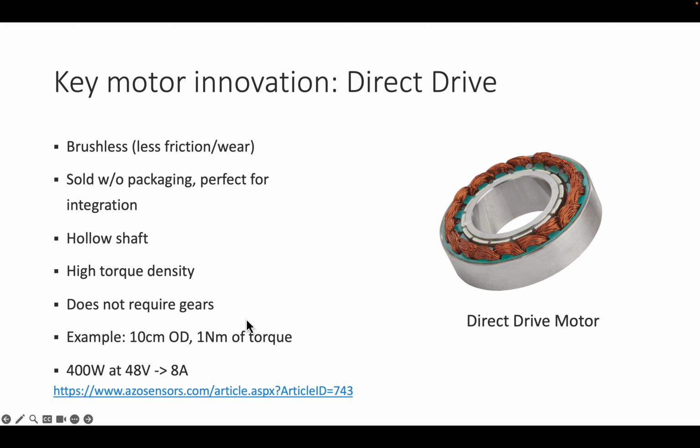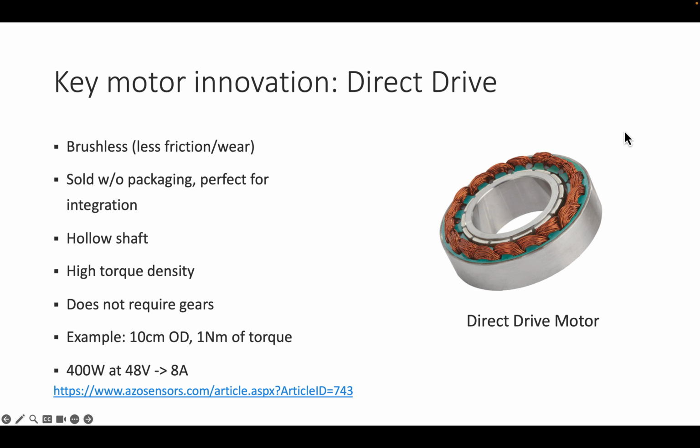A key motor innovation has been the direct drive. So you already know how the brushless DC motor works. I can change the polarity really quickly. In this case, I have a rotor where there are many magnets around the rotor, and I have coils in the stator. And what I do is I switch the polarity of these stator coils very quickly to essentially move this rotor ahead to the left or to the right as a function of the pattern that I apply.